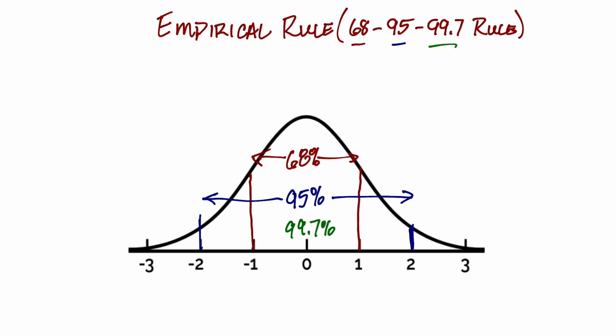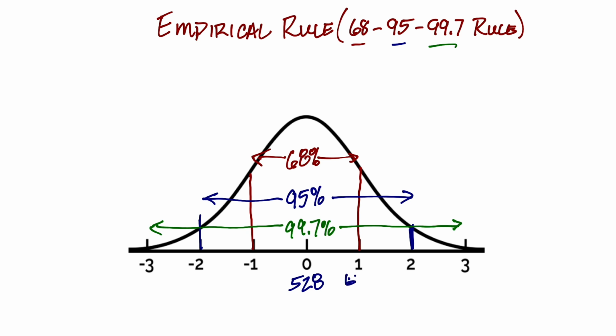99.7%. So almost all of the observations will fall within 3 standard deviations of the mean, whatever it is in the middle. The previous example had a mean of 528, and 117 was the standard deviation.